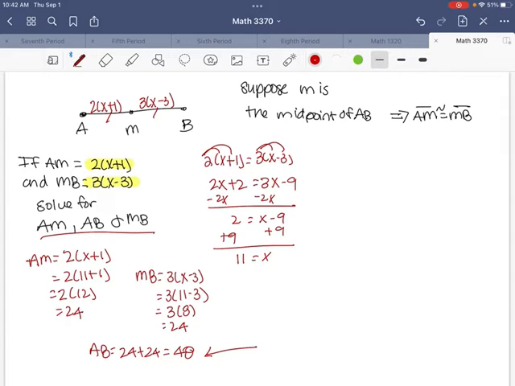Now this is part of the segment addition postulate. The segment addition postulate basically just says that if you have a segment divided into two pieces, the whole segment is equal to the sum of each piece. So in this case, AB is equal to AM plus MB. And you could have more than one section, like you could have a line broken up into three pieces. And so the segment addition postulate would tell us that all three pieces are equal to that one piece. So let's look at another example.